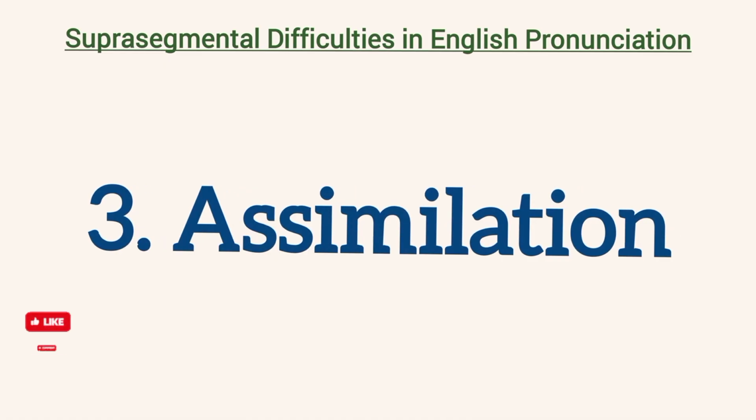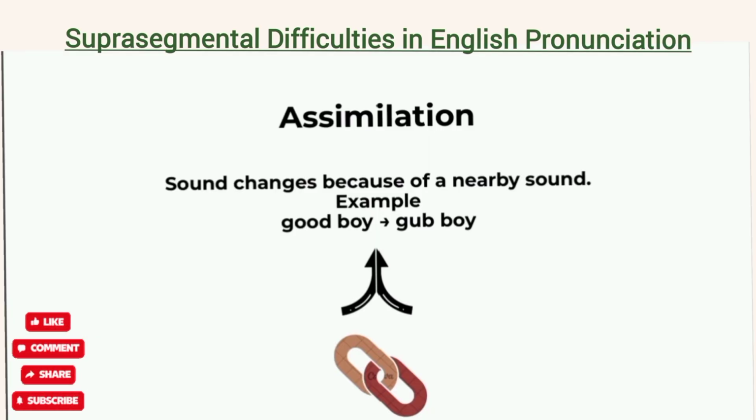3. Assimilation. Assimilation occurs when one sound changes because of the influence of a neighboring sound. This usually happens in fast or natural speech. For example, the phrase good boy is often pronounced as gub boy. This change makes speech smoother and easier to produce.